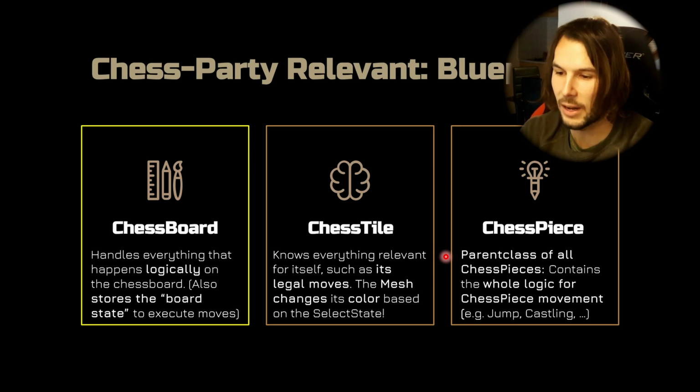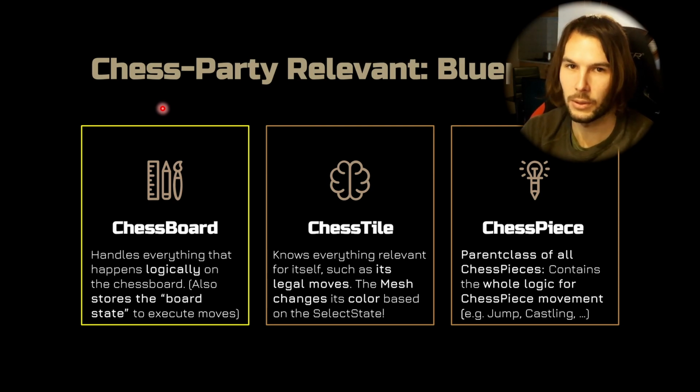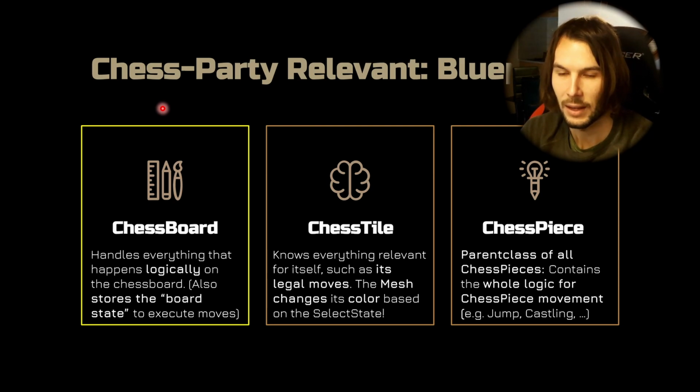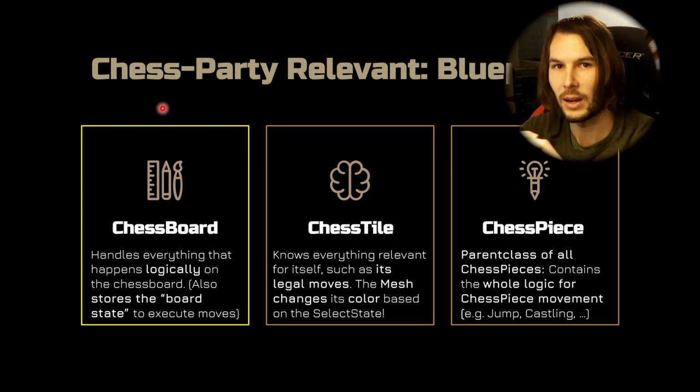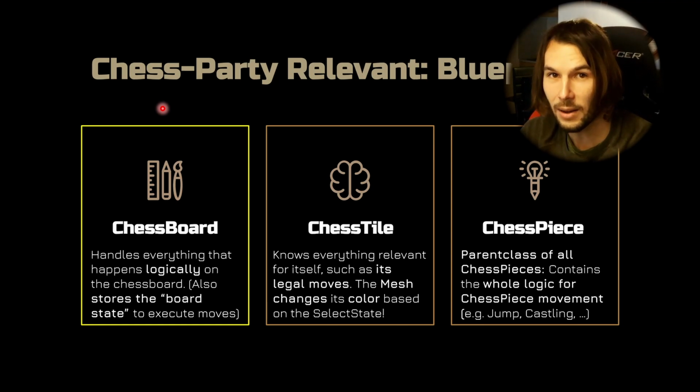So then we have the chess party relevant blueprints, which are the chessboard, the chess tile, and the chess piece. So first of all, I told you we will create a chessboard, and this chessboard will then consist of chess tiles. You might wonder how this works. So instead of simply creating a texture, we will actually use 3D objects to create our tiles. Why? I can explain it to you exactly.